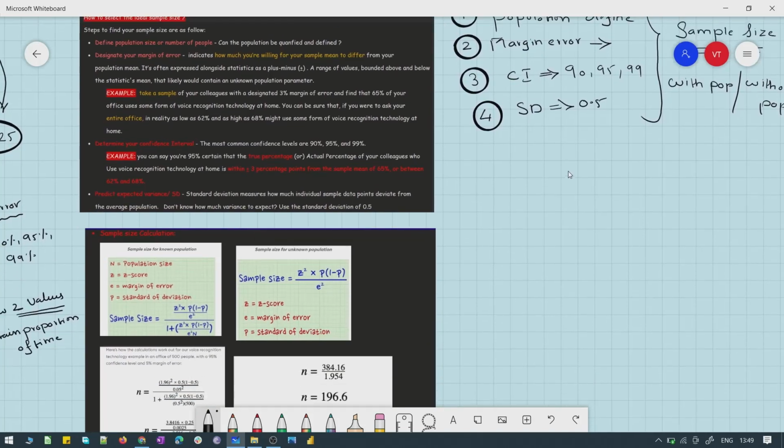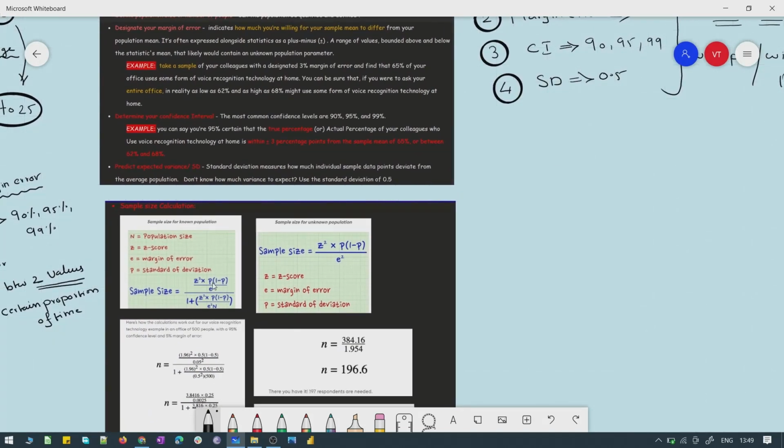Okay, and I have just written down the formula over here. There are two different buckets that you can see, right? One is when the population is known, and the other when the population is not known. The sample size is given by z square into p into 1 minus p divided by e square. Here z is your z value. Okay, z value you can get from the z table, and this is dependent on the confidence interval that you are selecting.